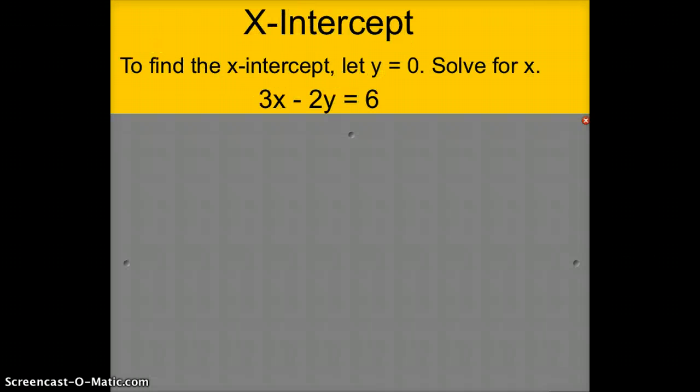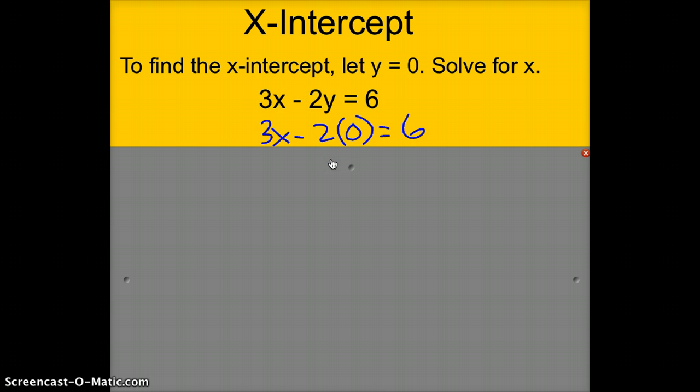Now we're going to move on and actually solve to find the x-intercept and the y-intercept. You're at the bottom portion of your notes. To find the x-intercept, let y equal 0 and solve for x. You're going to take your equation 3x minus 2y equals 6, and we're going to plug 0 in for y, since it's the x-intercept that we're looking for. It should look like this when you plug it in. Copy this down in your notes.